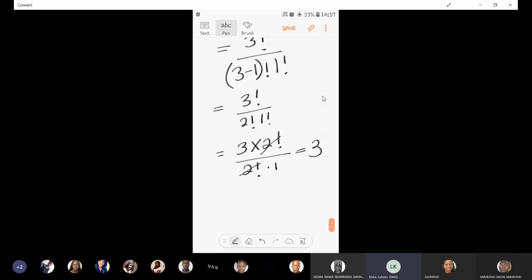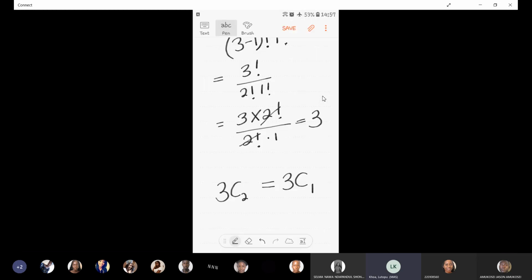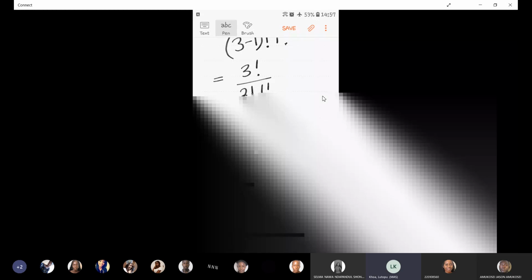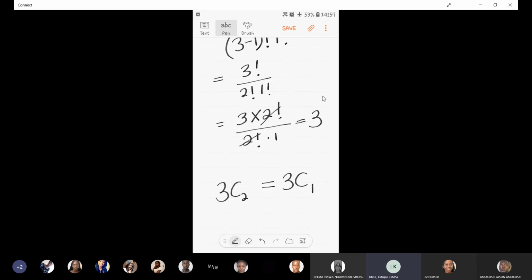And here you will notice that if I have 3 people and I choose 2, my answer was the same as when I had 3 people and I choose 1. And that is because if you have 3 people and you choose 1 person, the 2 people that you are not choosing are in a way being chosen. So that is why the number of ways of choosing 2 people out of 3 is the same as choosing 1 person out of 3.